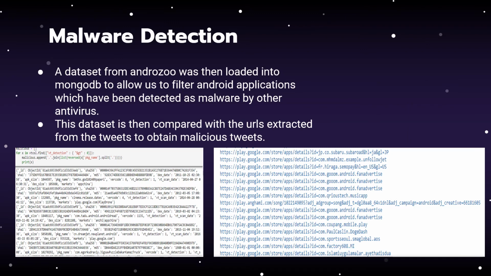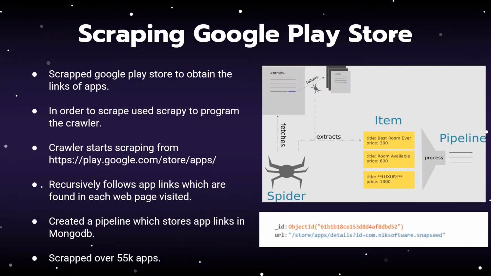Now coming to malware detection elaborately, a dataset from Androzoo was loaded into MongoDB to allow us to filter Android applications which have been flagged as malware by other antivirus. This dataset is then compared with the URLs which have been extracted by us from the tweets to obtain the malicious tweets.